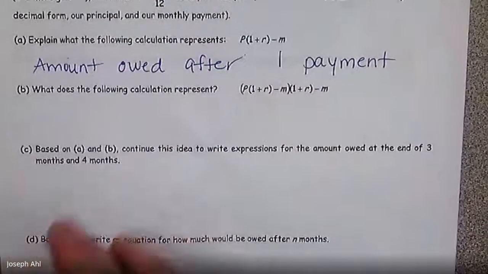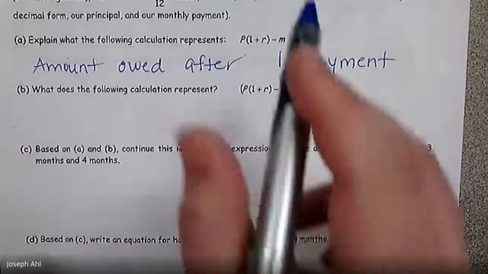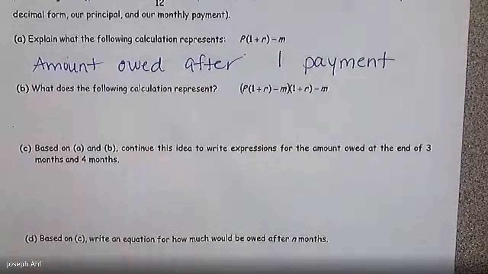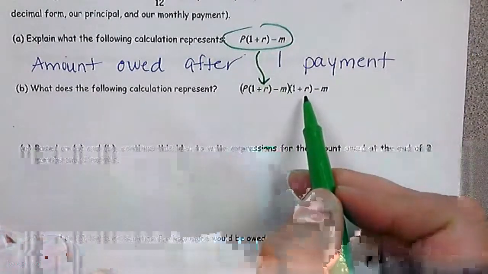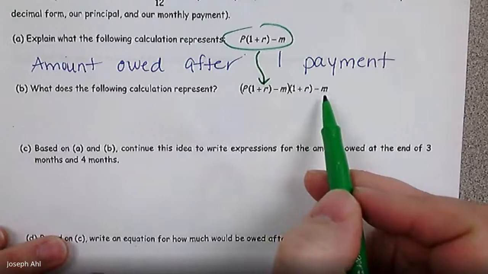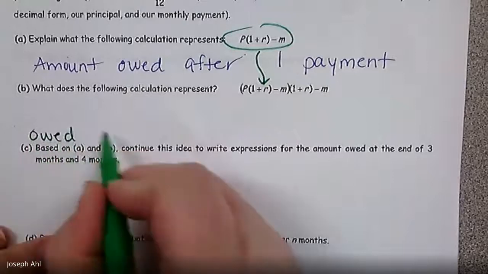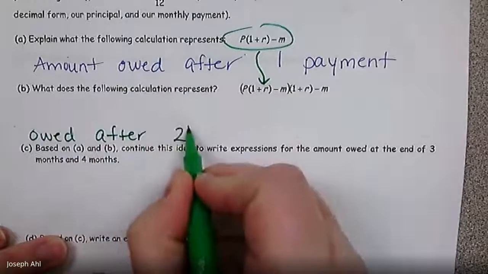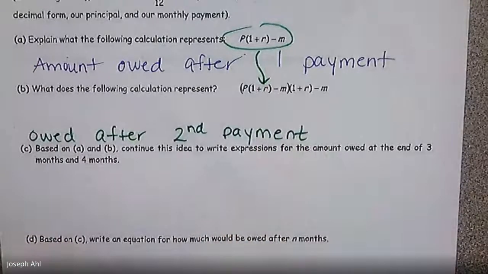So then what if I do this? What does this calculation represent? So I'm going to take P(1 plus R) minus M. Okay, if you didn't quite catch it, that's what I had in the last scenario up here. So there's that carried down. Then I'm going to multiply that by 1 plus R and subtract M from that. So this is what's owed after you make the second payment, in a very algebraic, a little bit more abstract representation, right?